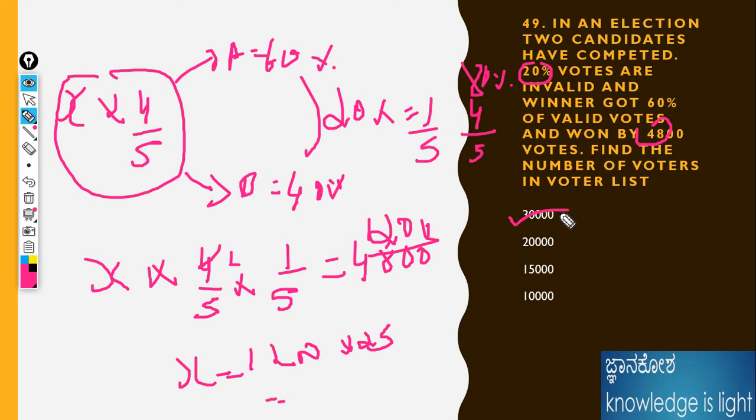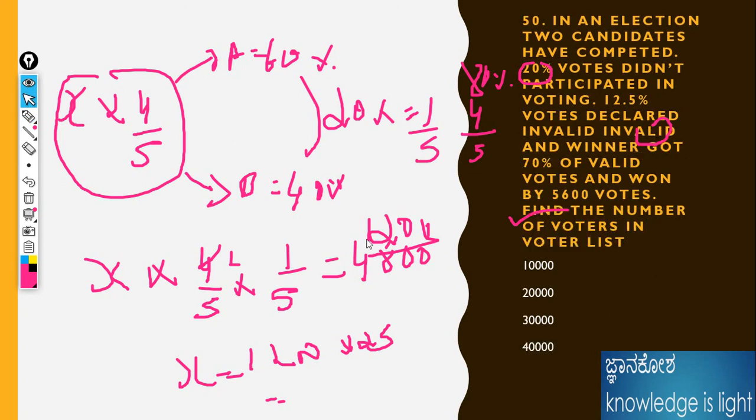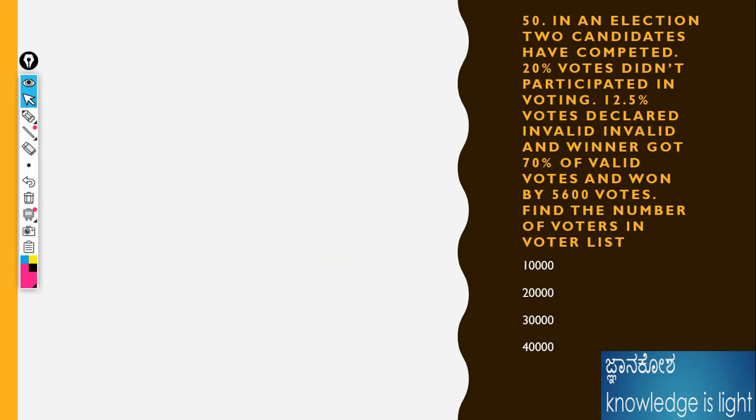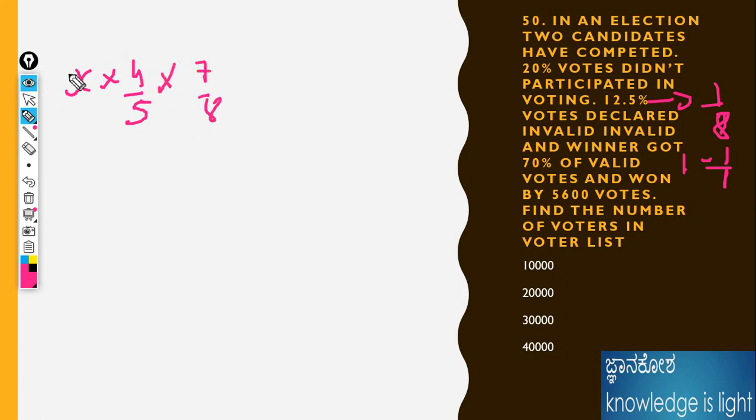Okay, I will take the next problem. In an election, I will directly apply 20%, same question. 20% did not participate. That means the participating ones are 80%, which I write as 4 by 5. Then 12.5% was declared invalid. 12.5% means 1 by 8. Invalid means 1 minus 1 by 8, which is 7 by 8. Directly I would write it as 7 by 8. Understand? Then this is the valid one.